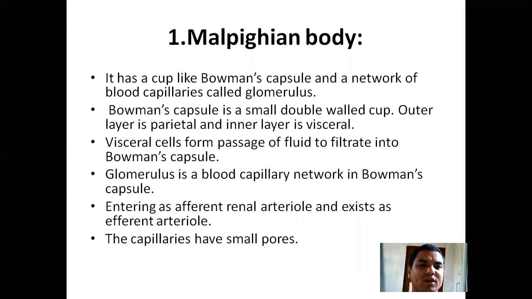The Malpighian body has a cup-like Bowman's capsule and a network of blood capillaries called glomerulus. Bowman capsule is a small double-walled cup. The outer layer is parietal and the inner layer is visceral. Visceral cells form passages for fluid to filtrate into the Bowman capsule. Glomerulus is a blood capillary network in Bowman's capsule, entering as the afferent renal arteriole and exiting as the efferent arteriole. The capillaries have small pores.